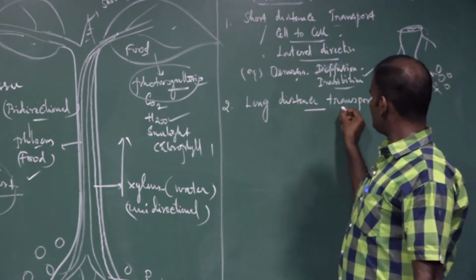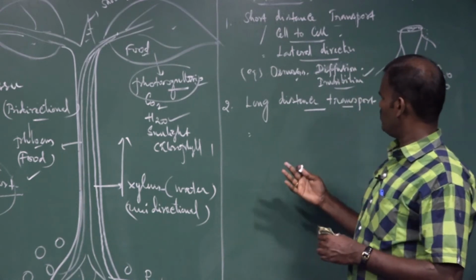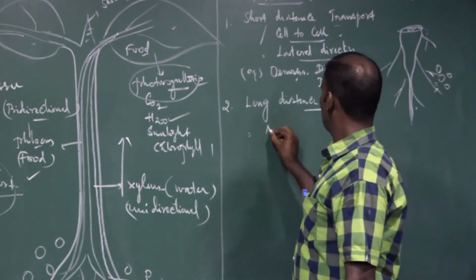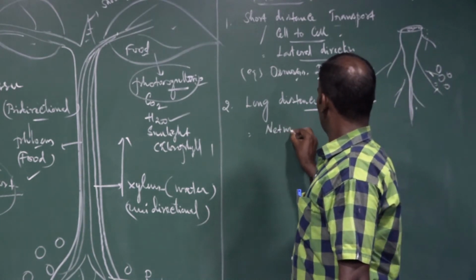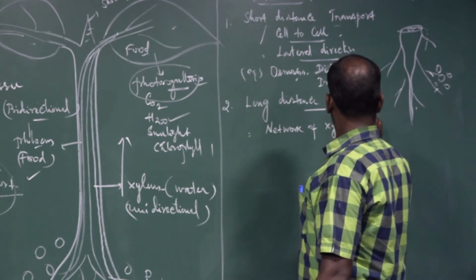The next is long distance transport. This type of transport is involved within the network of xylem and phloem.